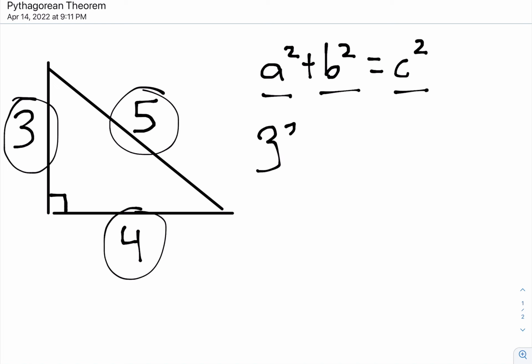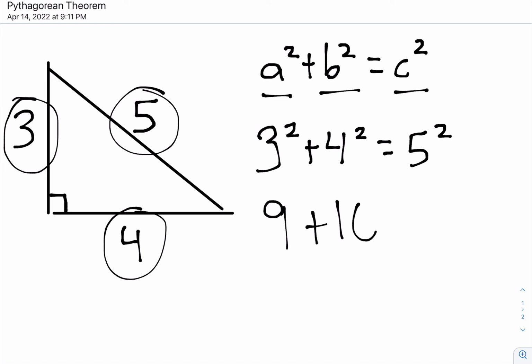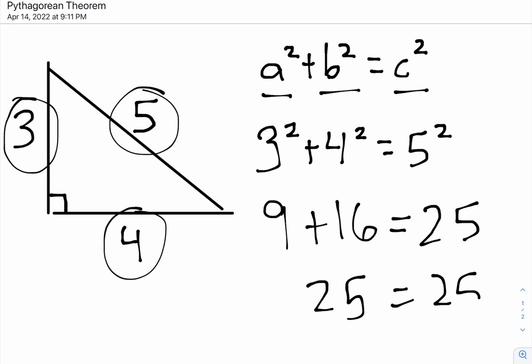So 3 squared plus 4 squared should equal 5 squared. Okay, so 3 squared, that's going to be 9, right? 3 times 3. 4 squared, that's going to be plus 16. 5 squared, what's that? Well, that's 25. So 9 plus 16 is 25. 25 equals 25. Since the left side equals the right side, we know we did it right.